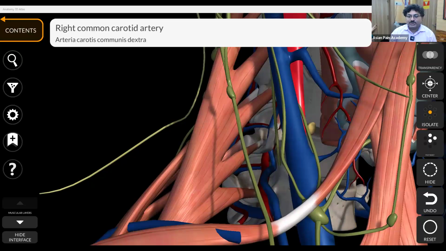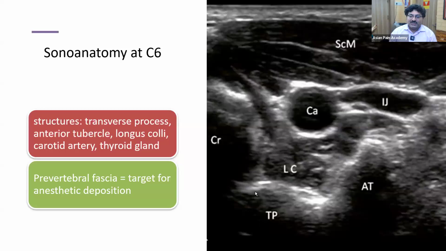So under ultrasound, what we see is this. This is the transverse process. Then this is the anterior tubercle of C6. This is the internal jugular vein. This is the carotid artery. Here we have the longus coli muscle. And remember, this longus coli is our target. So we can see important structures like the sternocleidomastoid, the vertebral body, the longus coli, the carotid artery, the internal jugular vein, and the tubercle.